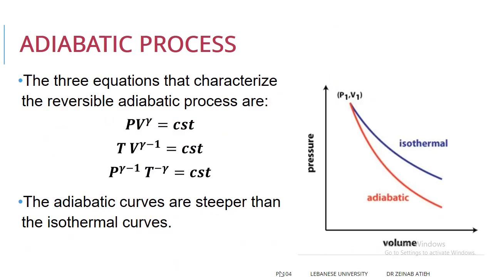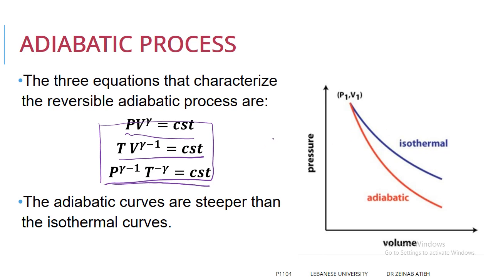So we have 3 equations. These 3 equations characterize a reversible adiabatic process, which are PV^gamma is equal to constant, TV^(gamma minus 1) is equal to constant, and P^(1 minus gamma) T^gamma is equal to constant. These are the equations that characterize an adiabatic process, and they are very important.